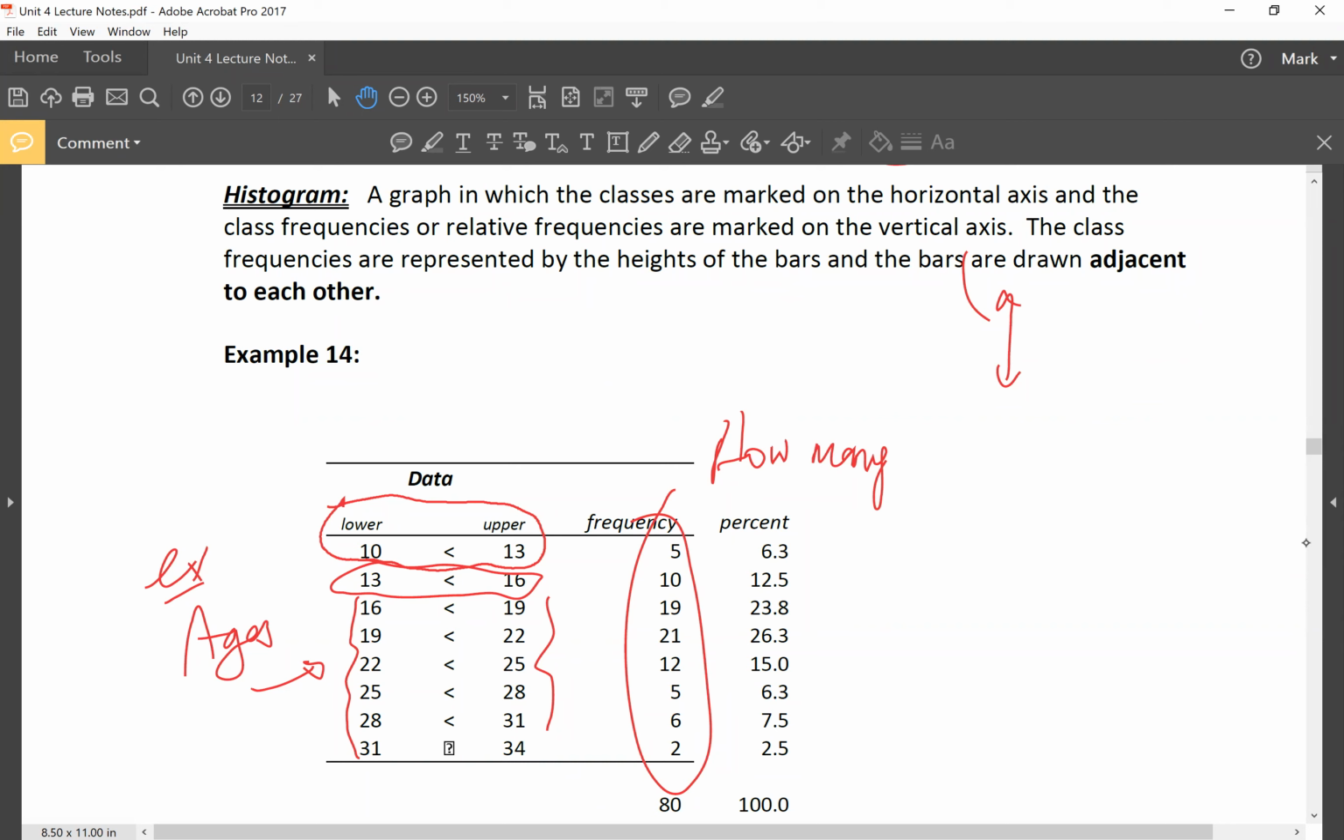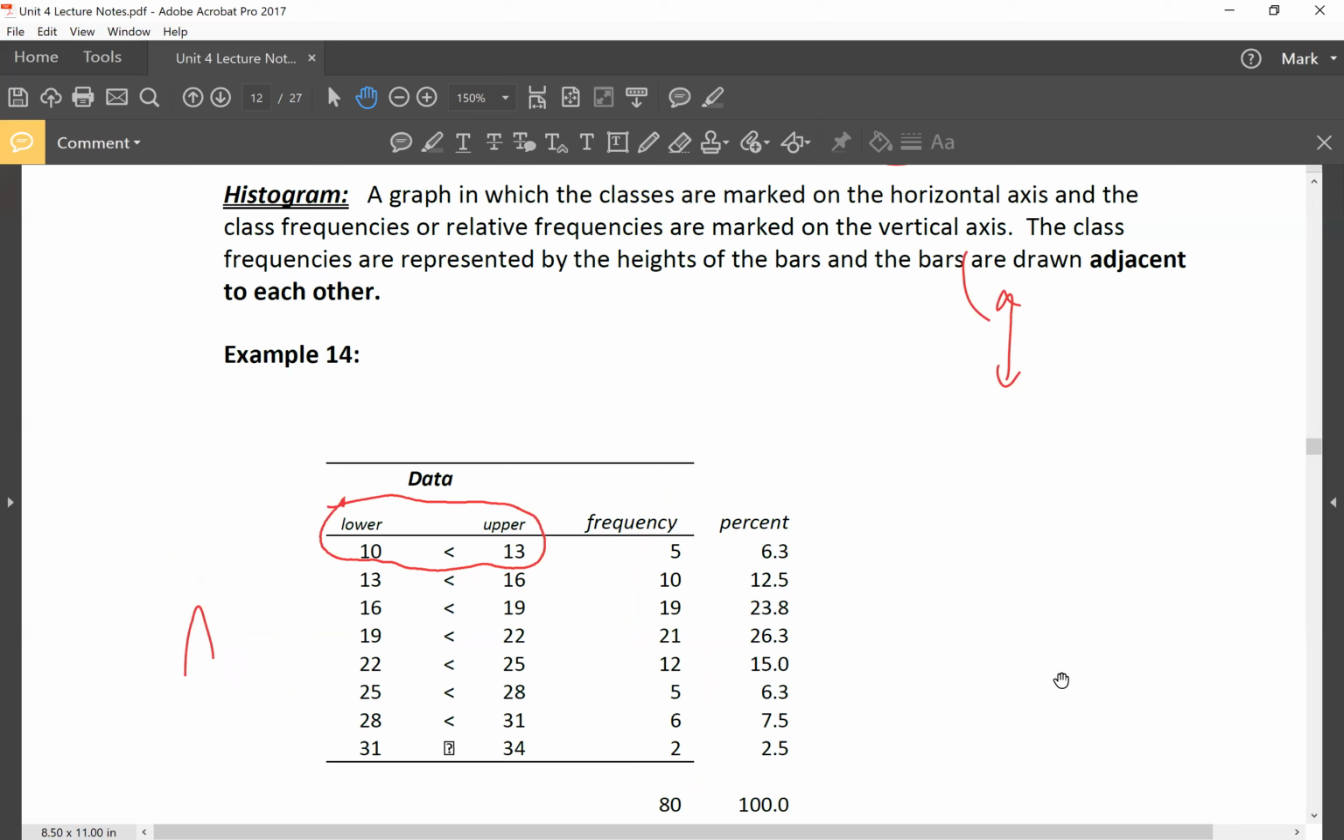That's just an example. In this chart, it doesn't really give us much information, but it does say in the grouping of 10 to less than 13, so like 10 to 12.9, you would have 5 samples or 5 things that represent this part of data. In the grouping of 25 to 28, you have another 5. In 19 to 22, you would have 21. All right.